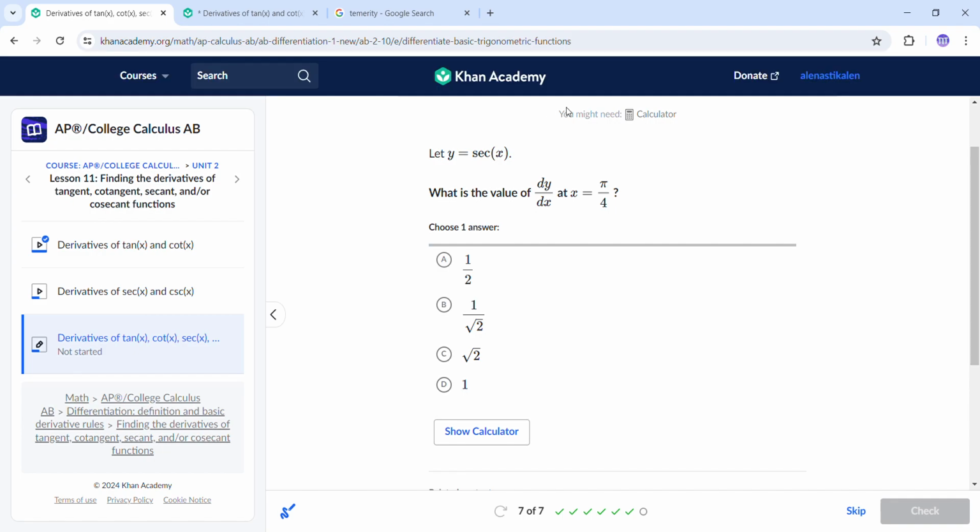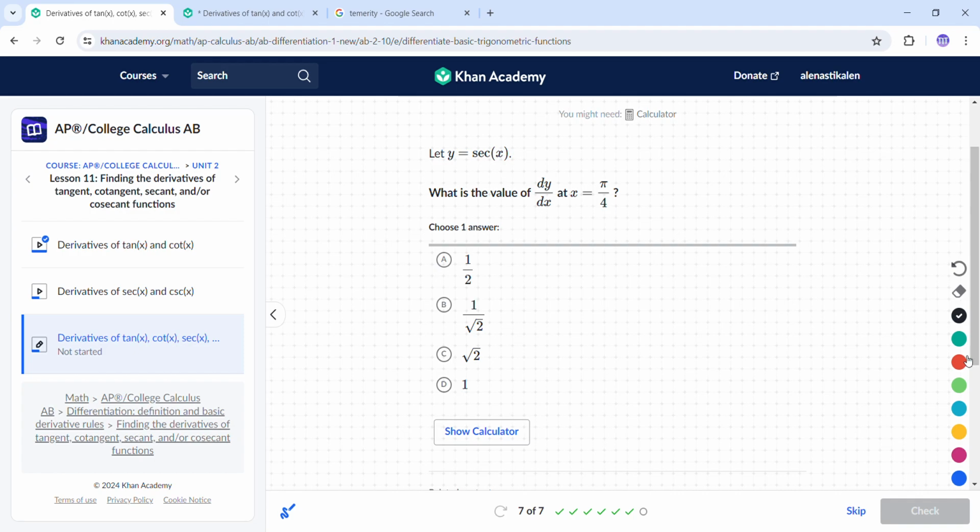Let's see, secant of this. Make it a different color for a change. So let's see, negative. No, there is no negative, my bad. Sine of x over cosine of x multiplied by 1 over cosine of x. Okay, there it is.